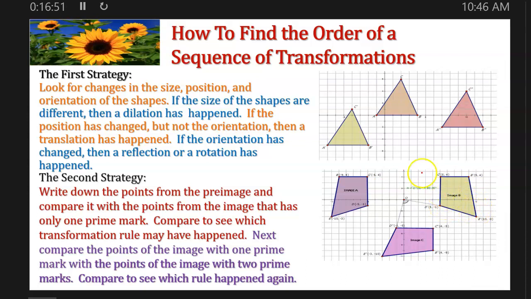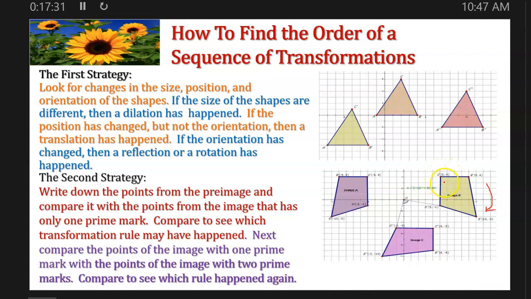So if you see that going on, then you know it had to have been a reflection because it definitely fits that rule. After you figure out the first transformation, then you do it again. You take these points from the prime image and you look at the double prime image down here and compare to see what could have happened to follow this movement here. And this movement here was definitely a rotation clockwise 90. Because if you look at the rule, let's just take C for instance. C is a 5 and a 4 over here. So positive 5, positive 4.